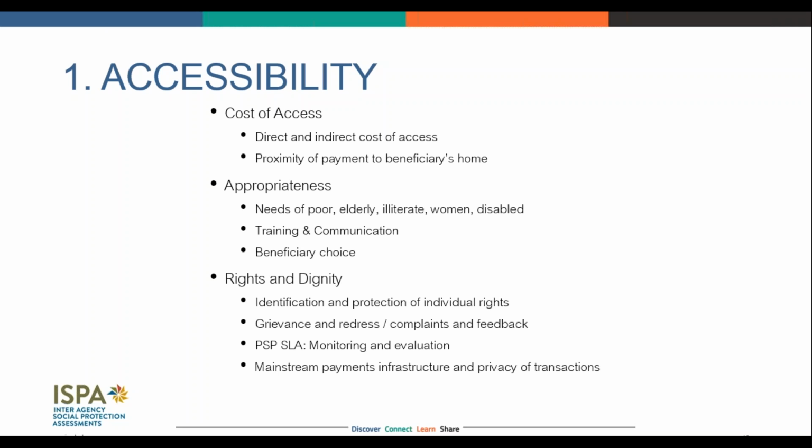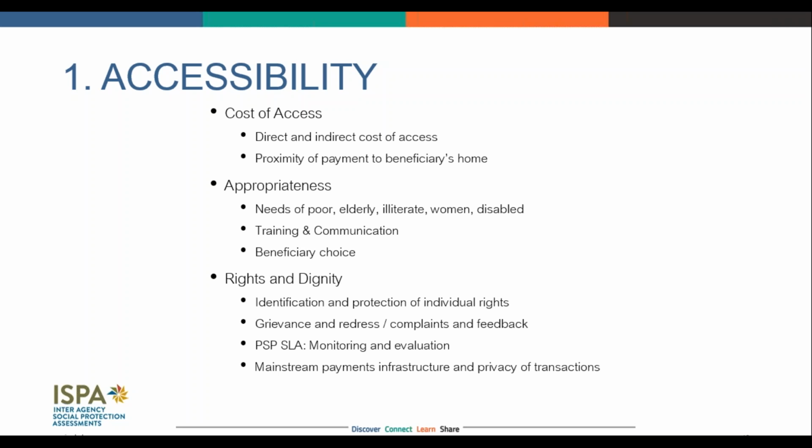One also has to think about some of the indirect or opportunity costs. For example, if a beneficiary is required to close a business or stop farming or be absent from school in order to go and collect a transfer. We look at then the proximity of payment delivery to a beneficiary's home to try and reduce both these direct and indirect costs.